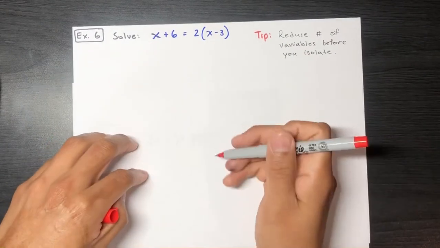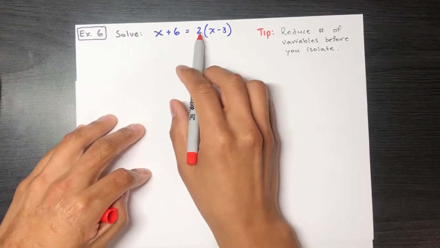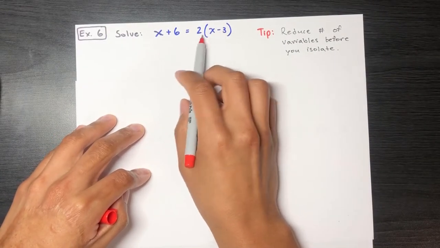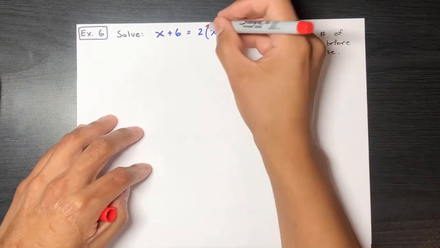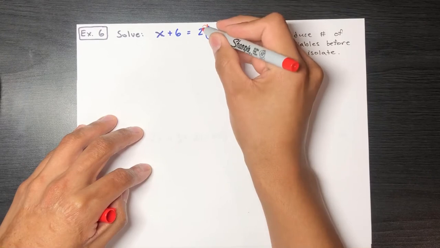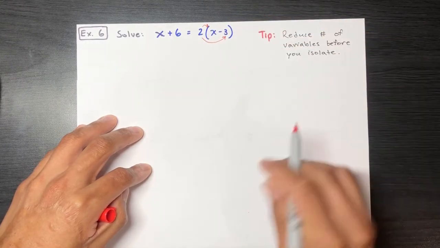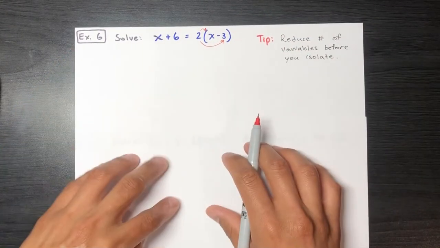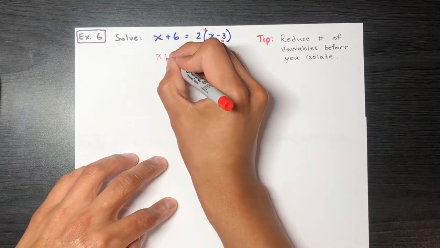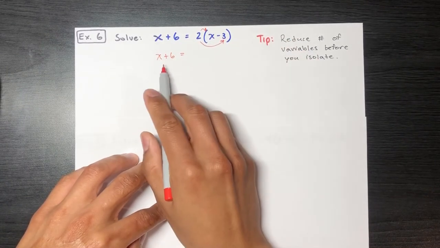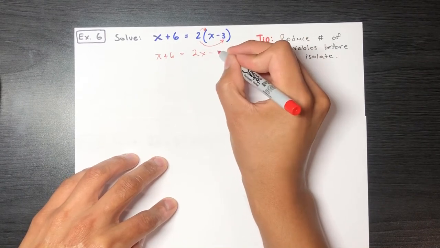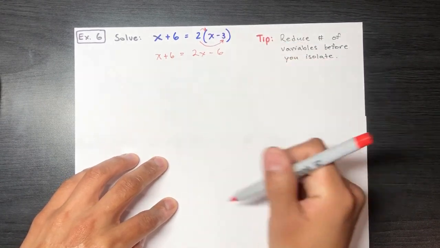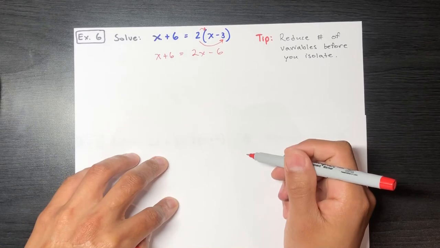Okay, so the first thing we're going to do here, we see that this x minus 3 is attached to this 2. Let's just try to use the distributive property first. So we're going to do 2 times x and then 2 times negative 3. All right, and if we do that, we still have x plus 6 over here. We haven't done anything to this side. 2 times x is going to be 2x minus 3. 2 times 3 is going to be minus 6, okay?